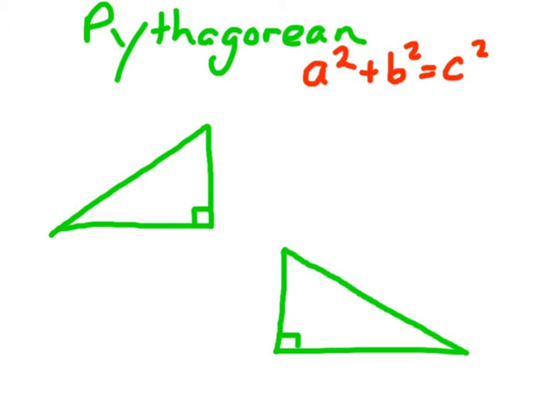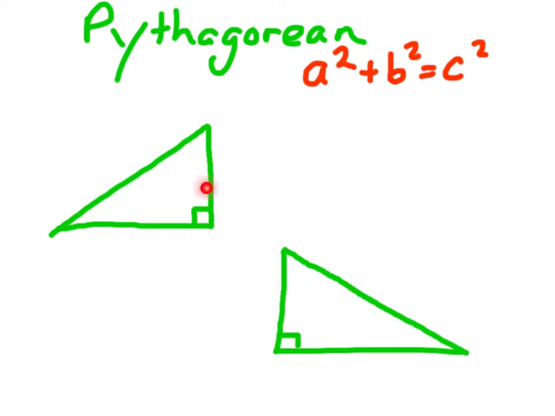In this slide, we are going to be talking all about the Pythagorean Theorem. Pythagorean Theorem, hopefully you remember, is a squared plus b squared equals c squared. And it only works with right triangles. If it's not a right triangle, you can't do it, okay? It must be a right triangle for this to work.